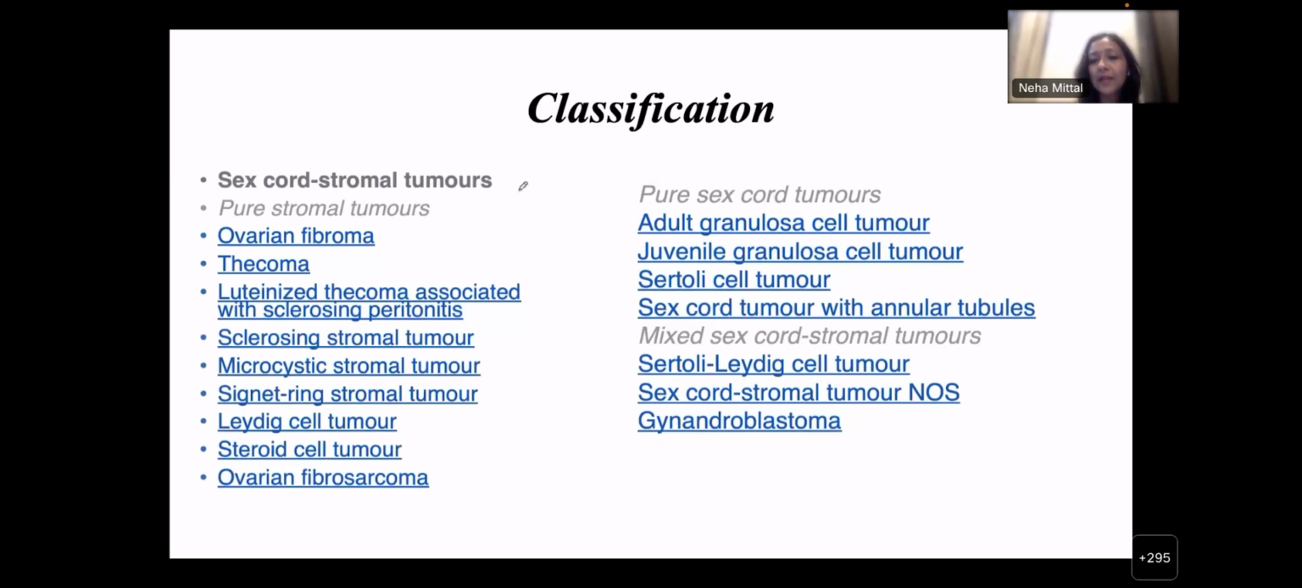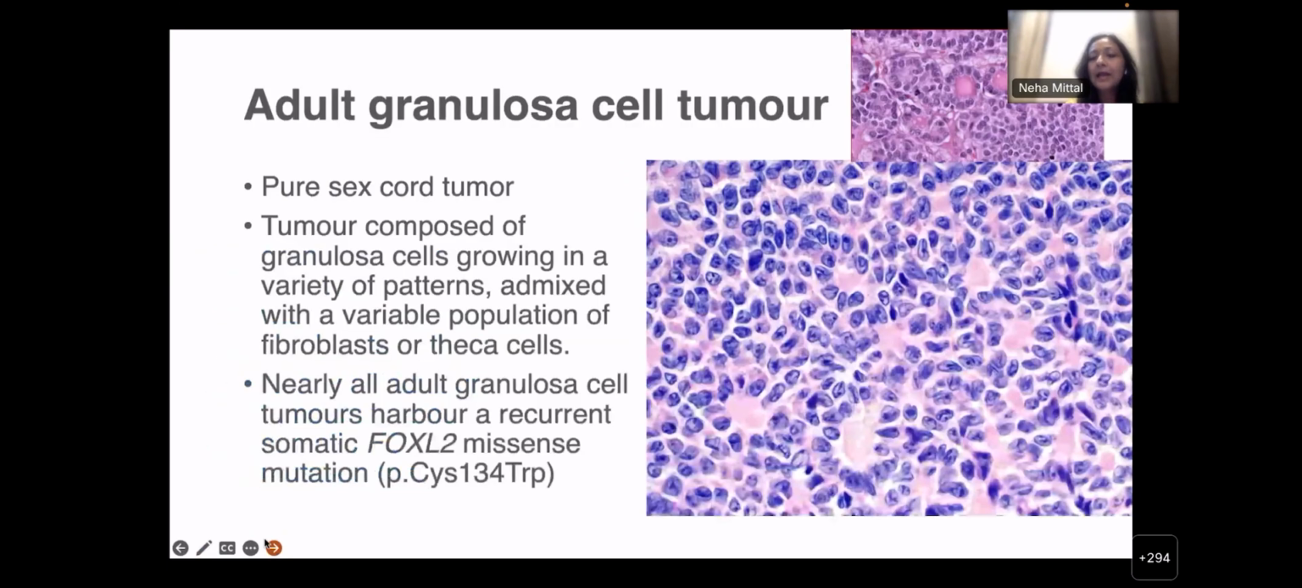This is the sex cord stromal classification, and only the pure sex cord tumors consist of adult granulosa, juvenile granulosa, Sertoli cell, and sex cord tumor with annular tubules. And this is just for your ready reference.